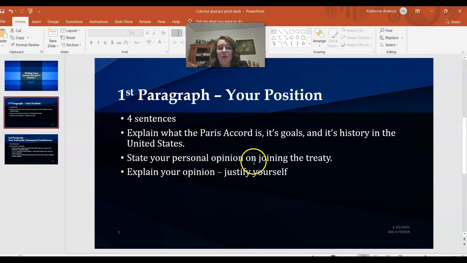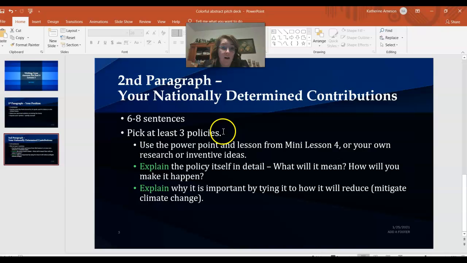Then you're going to state your personal opinion on joining it. So I've shown you some presidents that thought we should join it, and Donald Trump, who thought we shouldn't and even pulled us out. And you're going to pick your opinion and you need to justify yourself. So you're going to write a sentence basically on whether or not you think we should join. And then you need to write at least maybe 2 sentences about what your reasons for joining or not including ourselves in that treaty are.